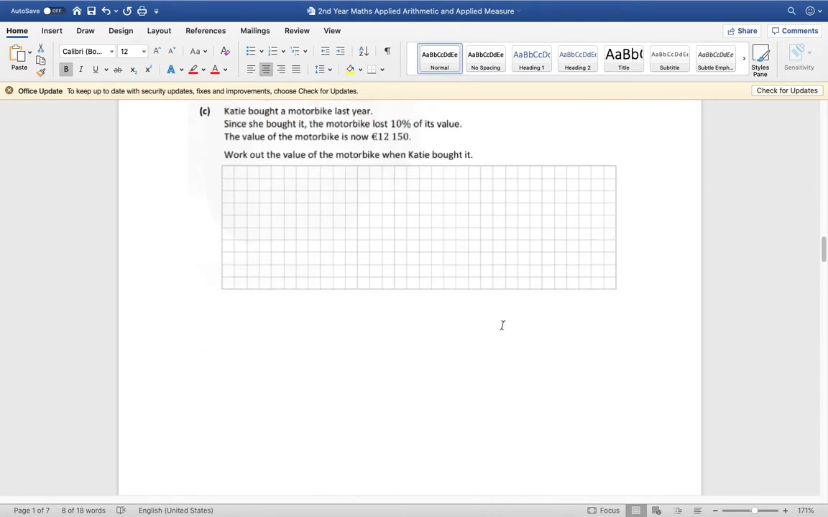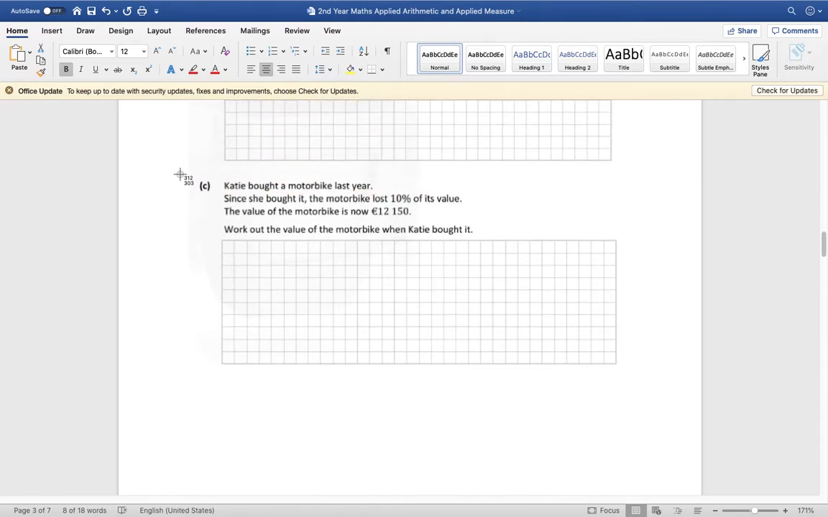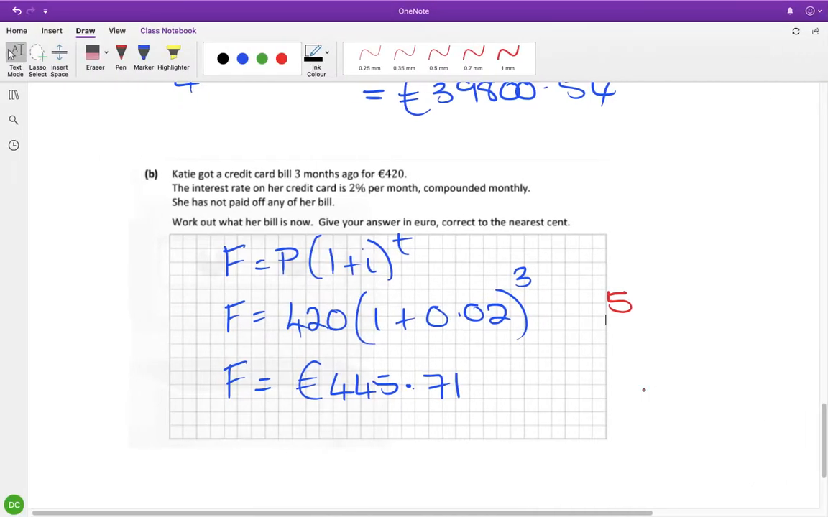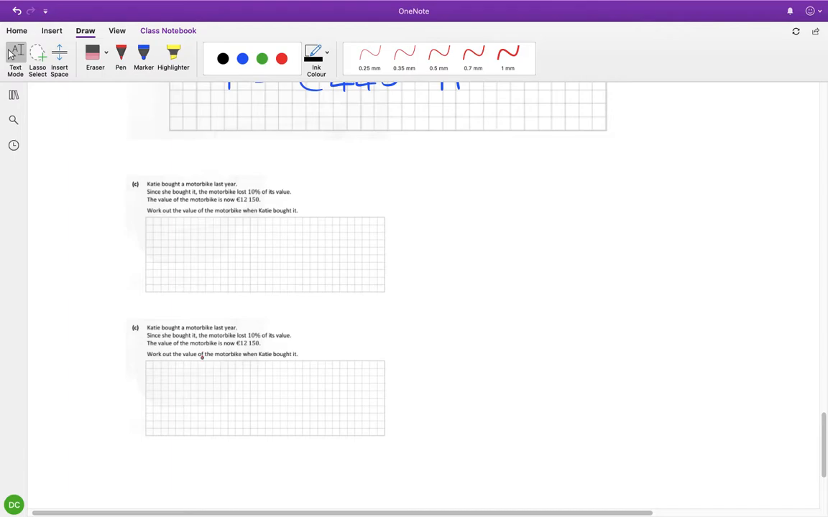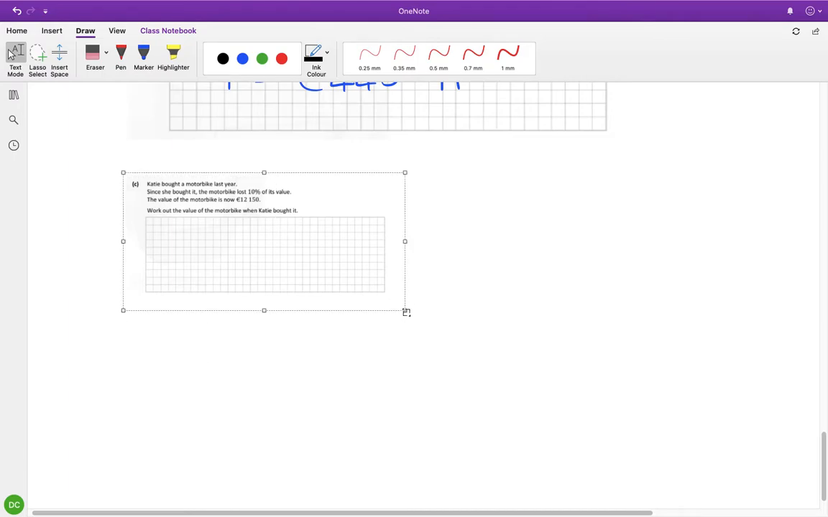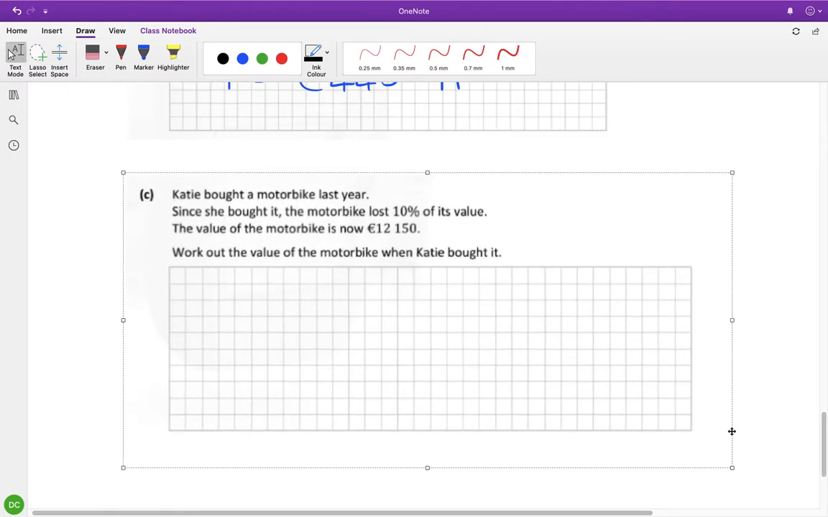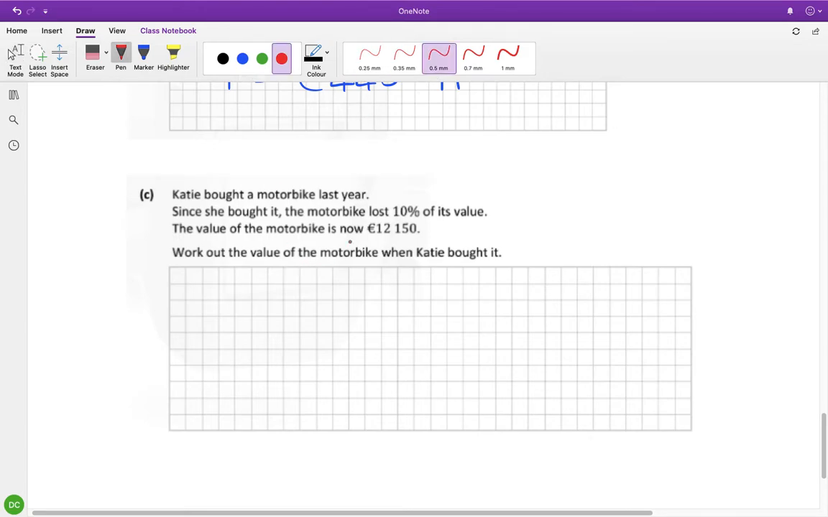Are we nearly there? Yeah. So, Katie bought a motorbike last year. Since she bought it, the motorbike lost 10% of its value. The value of the motorbike now is 12,150. Work out the value of the bike when Katie bought it.